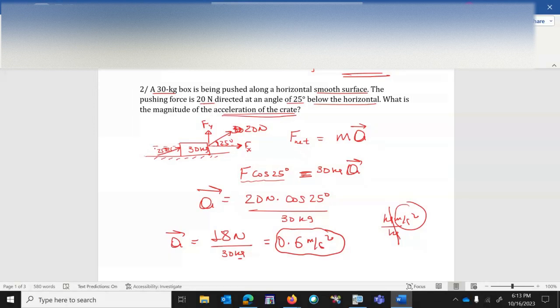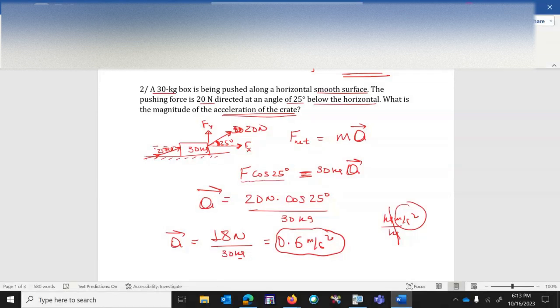This is a box being pushed by a 20 newton force below the horizontal. So that's the angle below the horizontal, which is the same as this one by vertical angles. If I push it this way, that means I'm pulling it this way, the same thing. This push force is exactly the same as the pull force this way at the same amount, and the angle is 25 degrees above this horizontal line here.